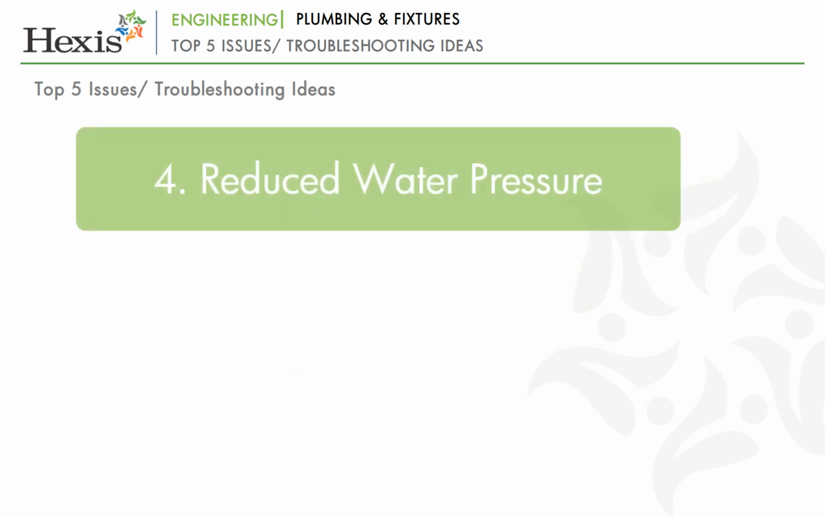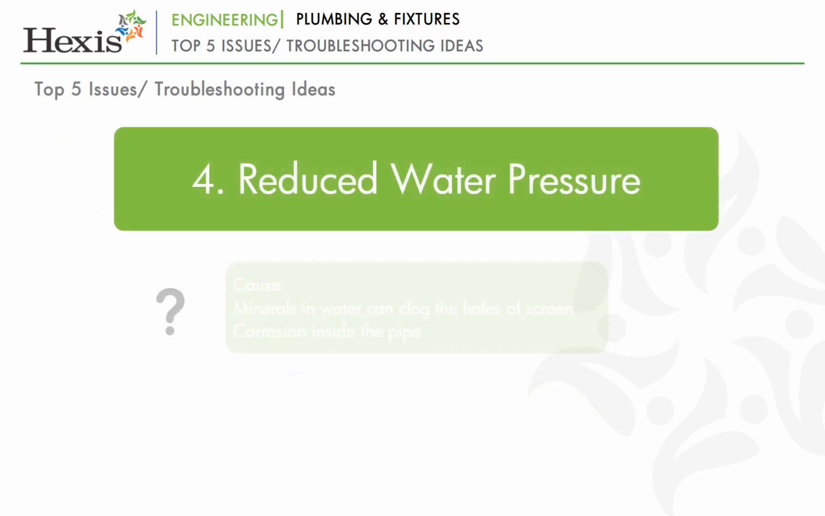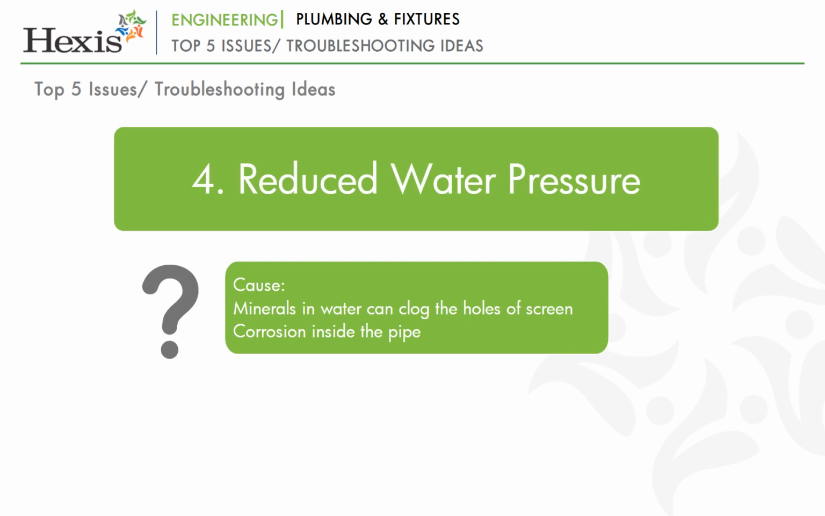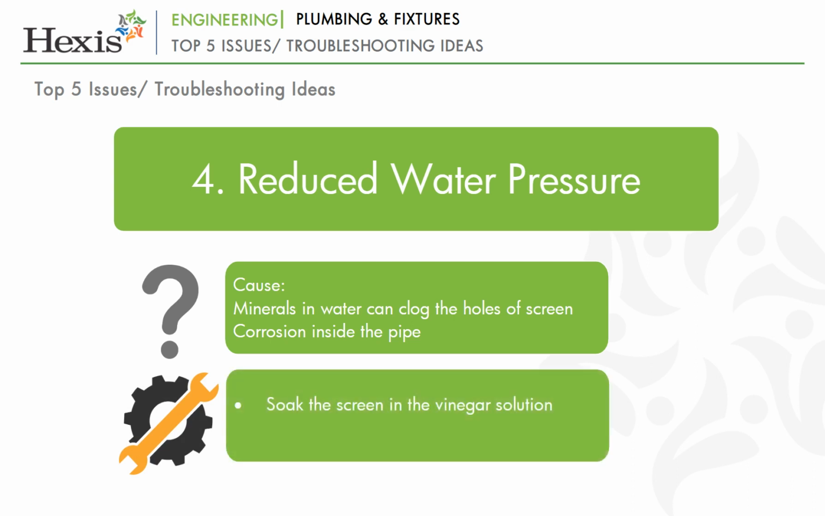Fourth, reduced water pressure. Mineral deposits in the water can build up in the fixture, thereby clogging the holes in the screen or aerators. If the pipes are very old, scaling and corrosion may occur inside the pipes, thus blocking the flow of water. Troubleshooting. If there are no leaks in the system and the pumps are fully functional, the aerator screen of the taps or shower head may need cleaning. This can be cleaned using a brush or by soaking in a vinegar solution. Clean or replace pipes as required.